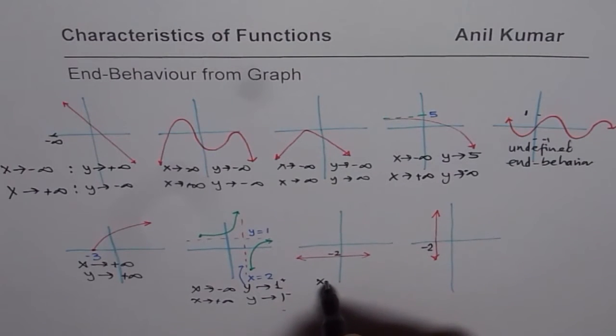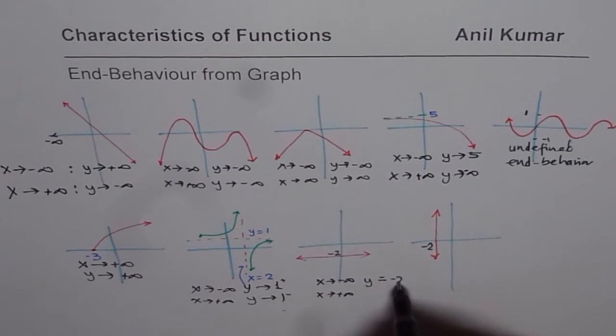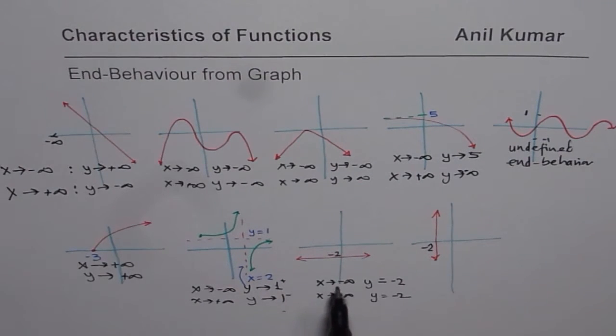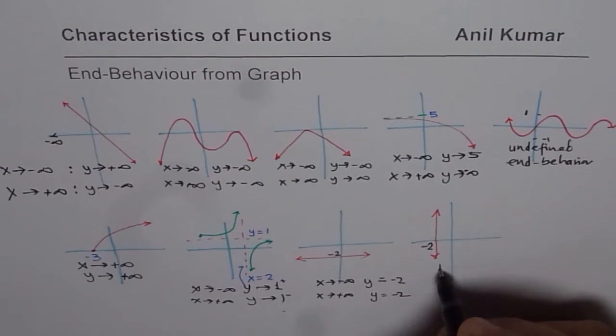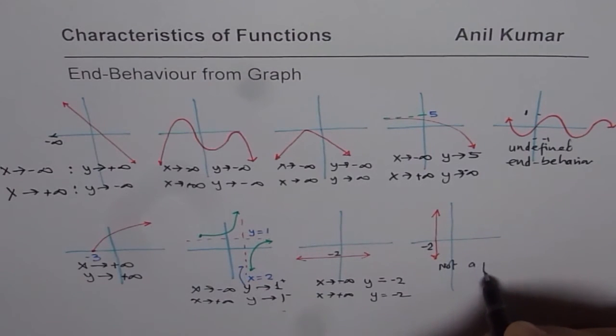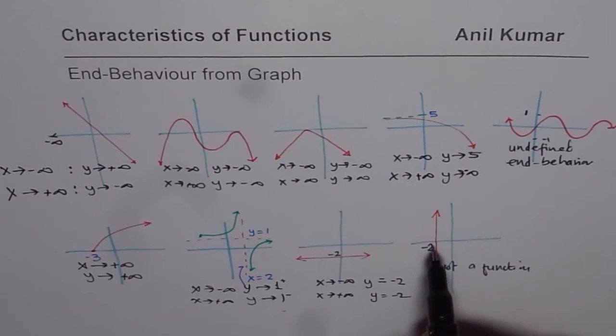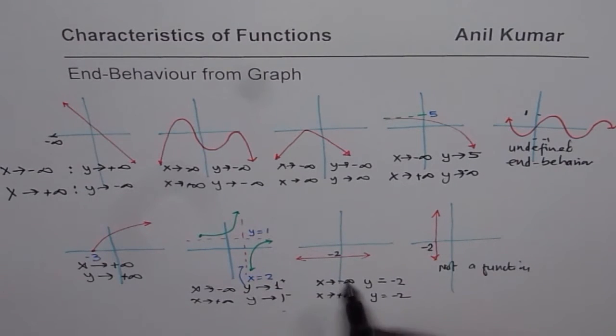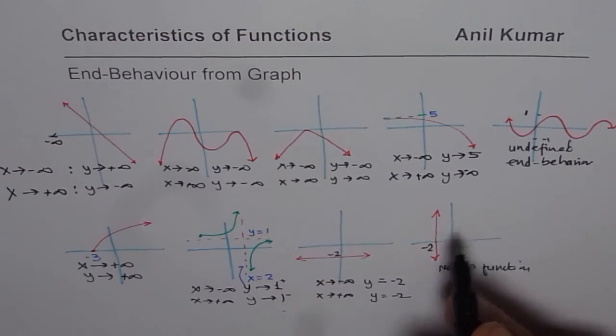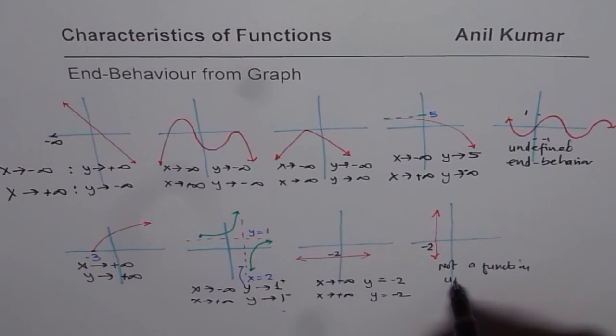In this case, when x approaches negative infinity or positive infinity, we know the value of the function is equal to minus 2. Since it is a constant, it is always minus 2. So when it is approaching, it is at minus 2. Vertical: this is not a function, as you can see. It fails the vertical line test, and since there is only one x value, it cannot approach negative or positive infinity. So in this case also end behavior is undefined.